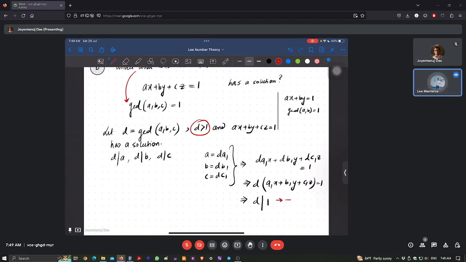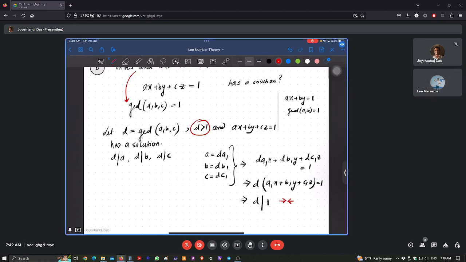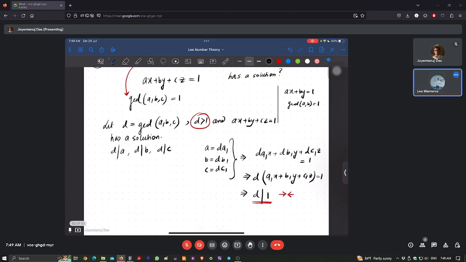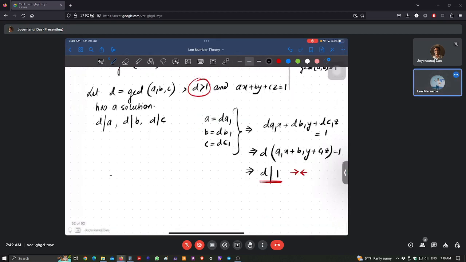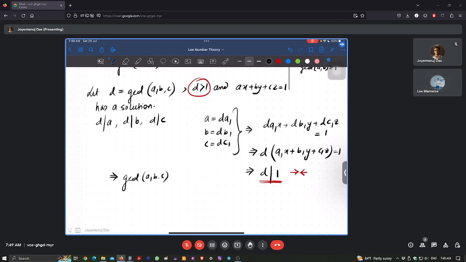So d divides 1, because we are talking only about integers. So this is a contradiction, and this is not possible. So the GCD has to be 1. So this implies the GCD of a, b, c is 1.